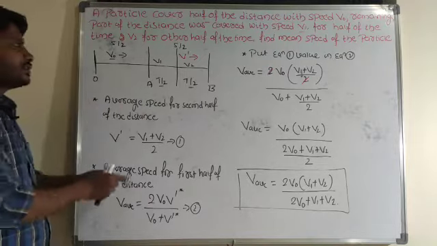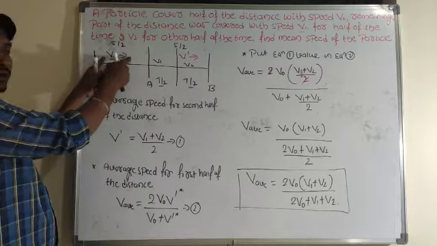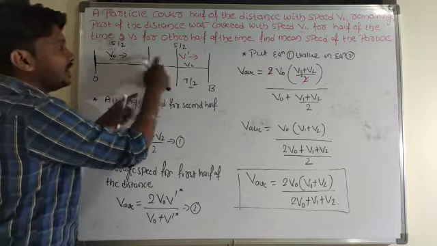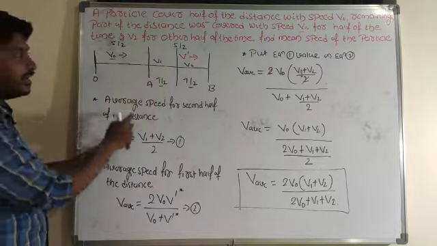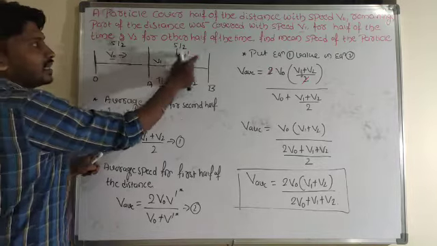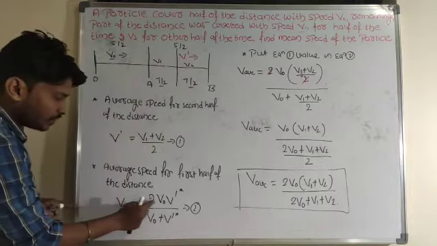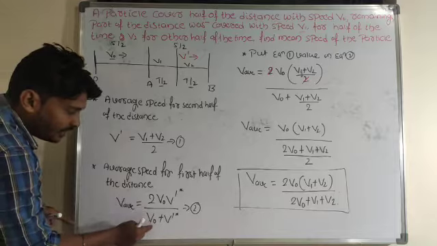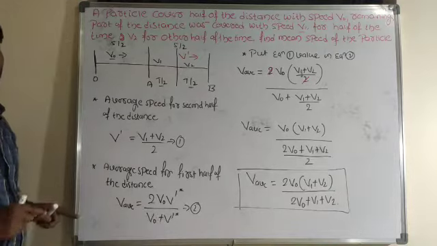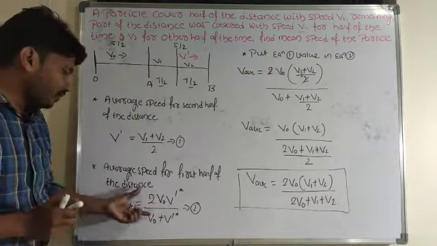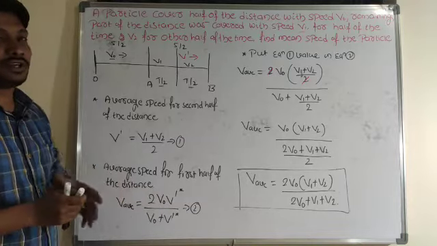2 times the first speed. What is the first speed here? V0. What is the second speed here? V1 and V2 together, I can call it V dash. First speed V0, second speed is V dash here. 2 times V0 into V dash divided by V0 plus V dash here. So this is the formula for average speed in the case of the first half of the distance.